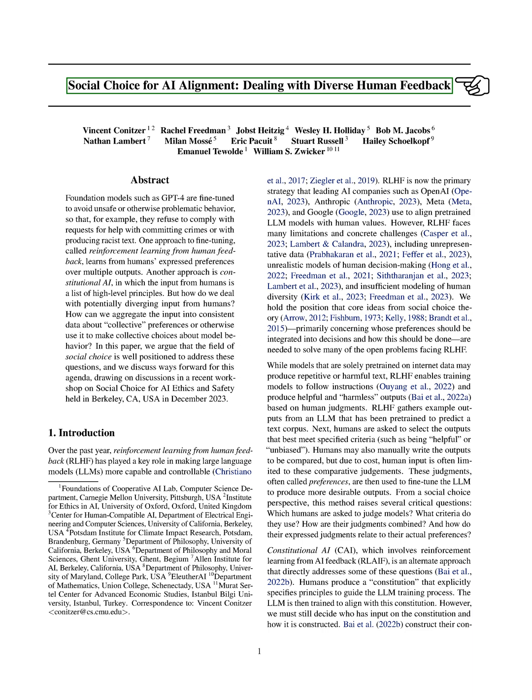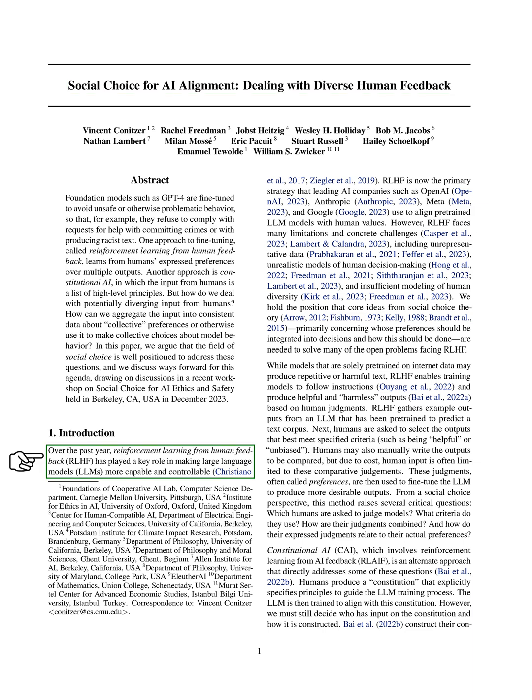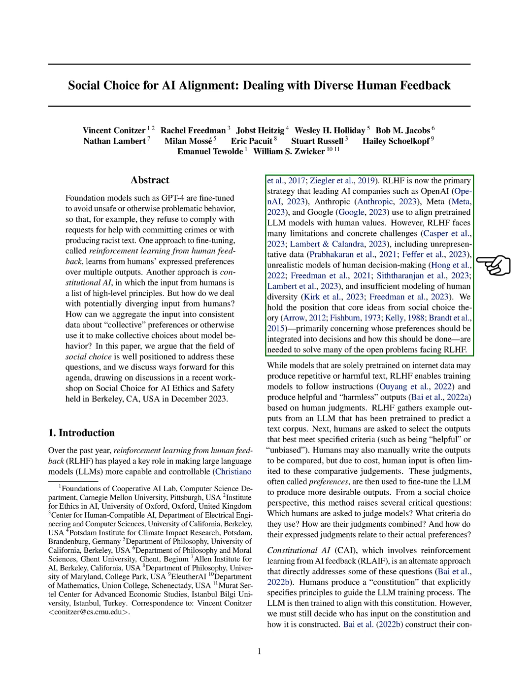Section: Introduction. In this section, we have discussed how reinforcement learning from human feedback, RLHF, has been crucial in enhancing large language models, LLMs, by making them more capable and controllable. RLHF is widely used by top AI companies like OpenAI, Anthropic, Meta, and Google to align LLM models with human values. However, RLHF encounters various challenges such as biased data, unrealistic human decision-making models, and limited representation of human diversity.